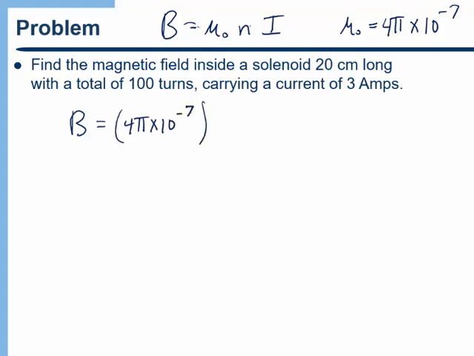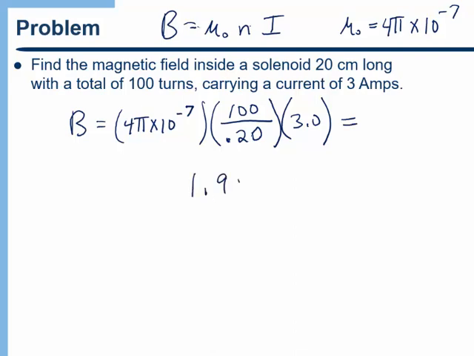Now for the number of turns per length, here we know that there are 100 turns in a length of 0.20 meters. So that would be little n. And then times a current of 3 amps. And what we find is that the magnetic field inside our solenoid would be 1.9 times 10 to the negative 3 Teslas.